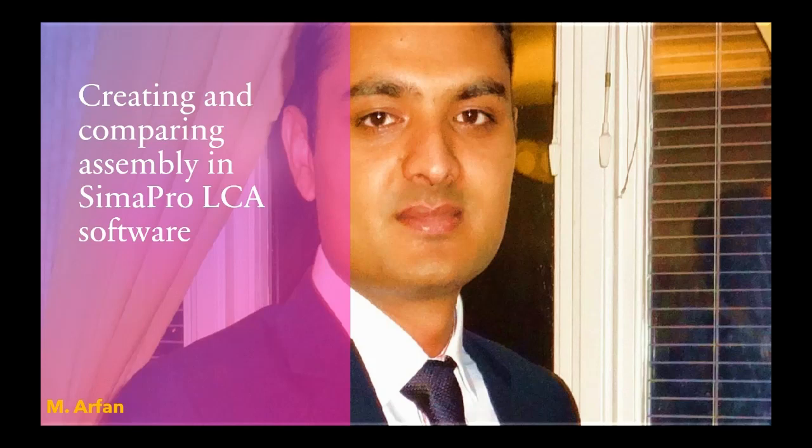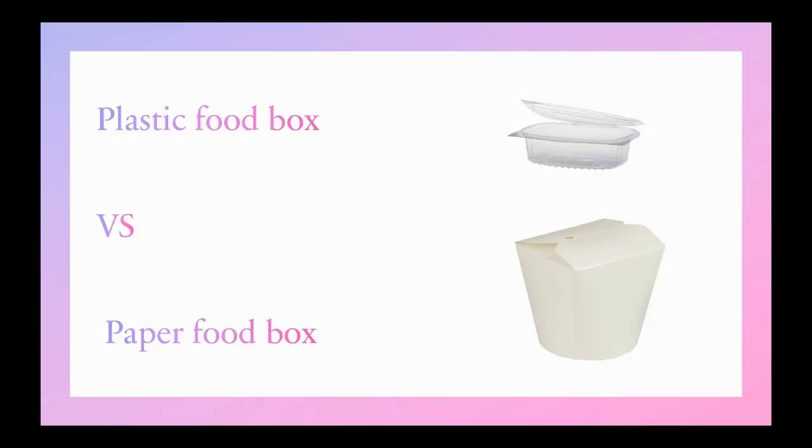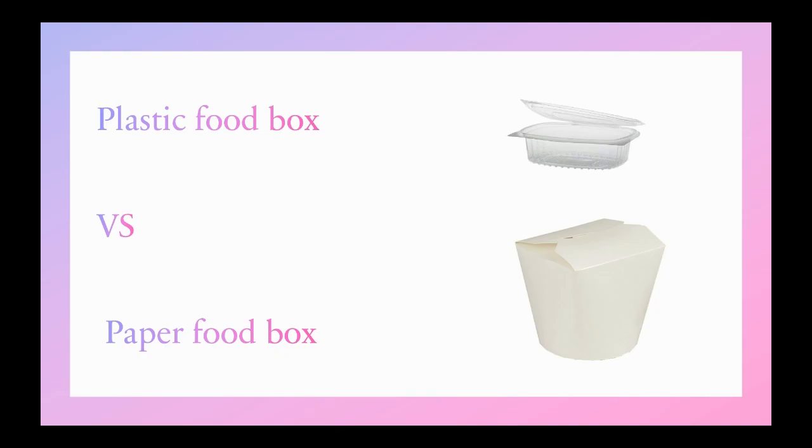In this video, we will learn about creating and comparing assemblies in SimaPro LCA software. In this tutorial, we shall try to compare two types of boxes: one is the plastic food box versus the paper food box. So we create assemblies for these two types of boxes and compare them from an environmental impact perspective.